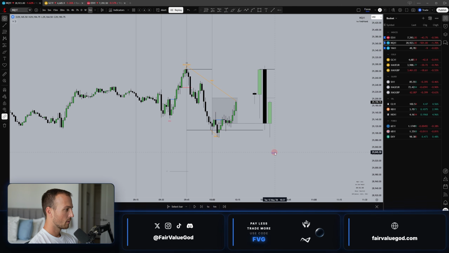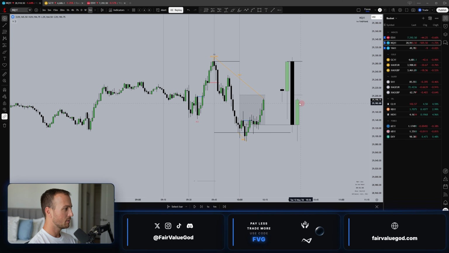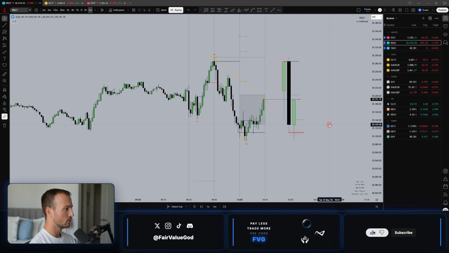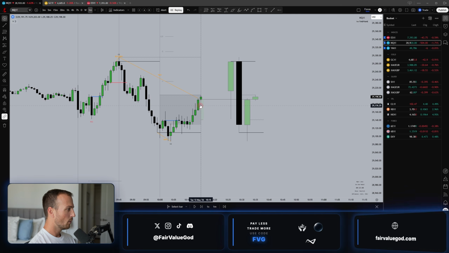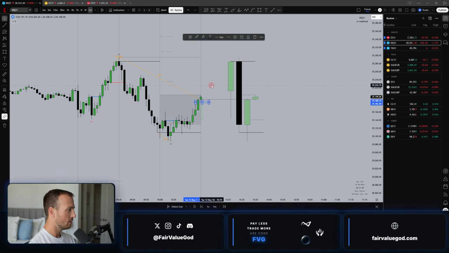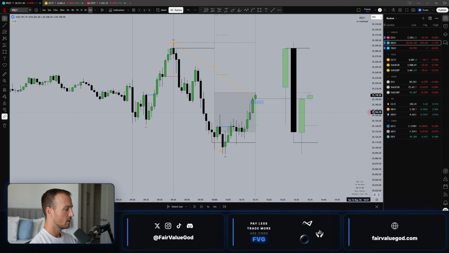All right. And I was looking for some kind of protected swing to form to move higher off this close. So let's jump a few candles through. You can see that T-spot forms right here. We have an imbalance right here that I'm watching to see if price wants to dip into that and form some kind of protected swing.